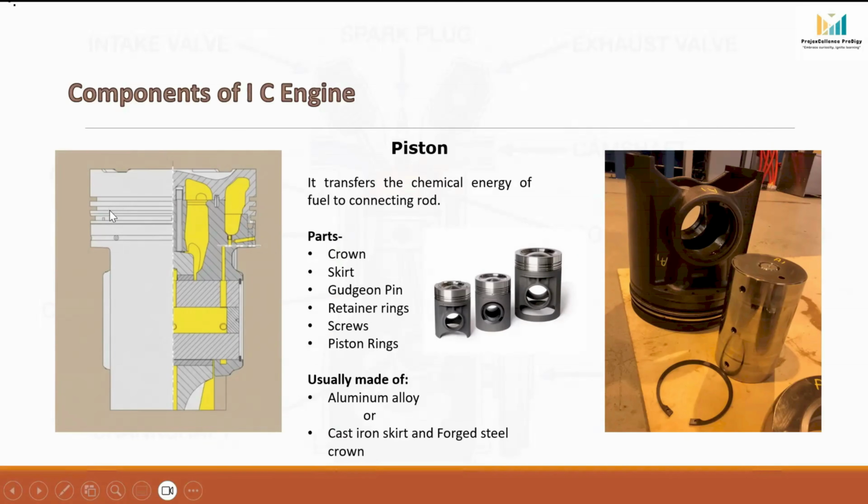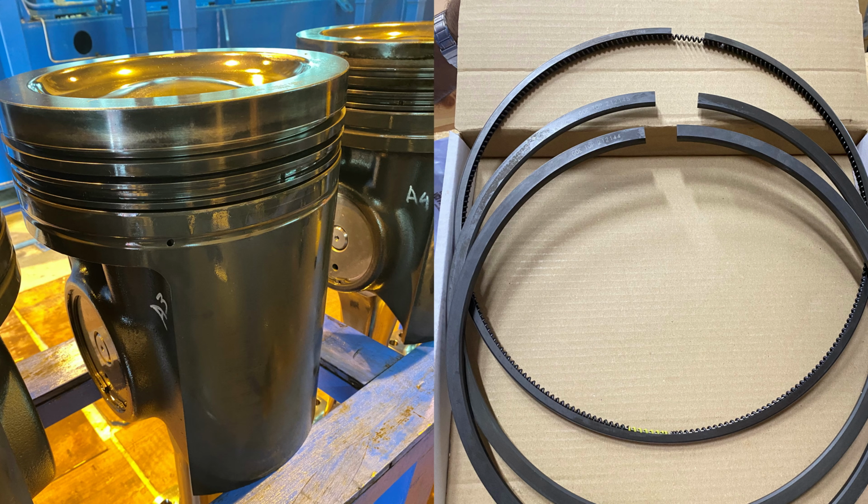These grooves are called piston ring grooves, and the piston rings are fitted inside these grooves. The accuracy of these grooves is very important because excessive clearance can result in ring wear, blow-by and increased oil consumption. The upper rings are called compression rings. Their main function is to seal the combustion chamber and prevent high pressure combustion gases from leaking past the piston.